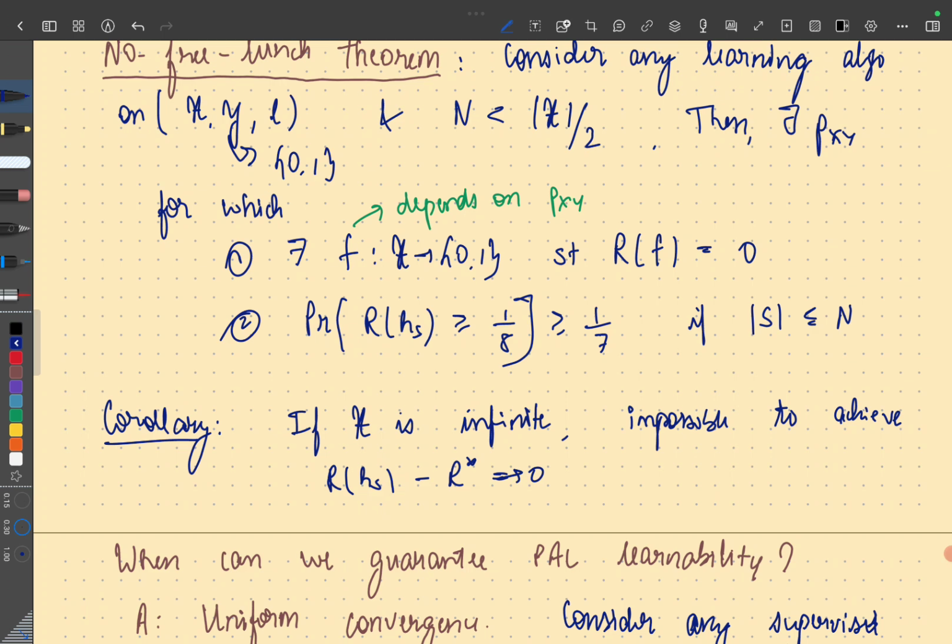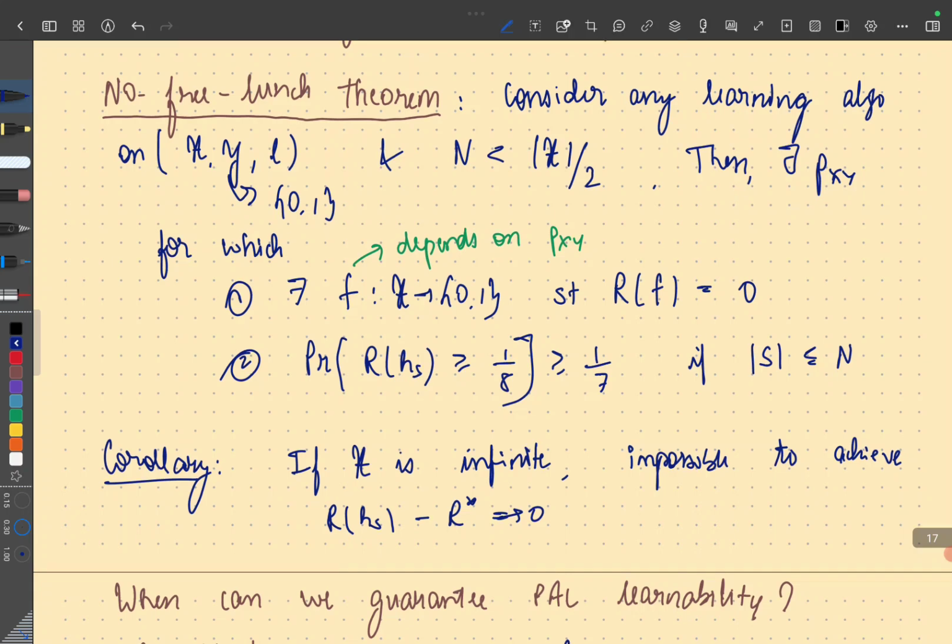Again, if x is infinite, it says that it's impossible to achieve an arbitrarily small excess risk. So it's not possible to do absolutely well. But then if x is infinite, there is still the hope of doing relatively well. That is, you fix a hypothesis class, you want to be able to do well compared to the best within the class. This no free lunch theorem says that there exists a function over the space of all possible functions from the domain to 0, 1, not from the hypothesis class to 0, 1.